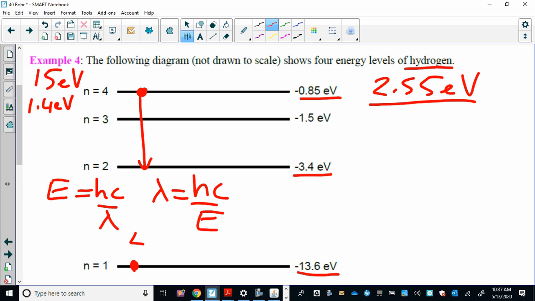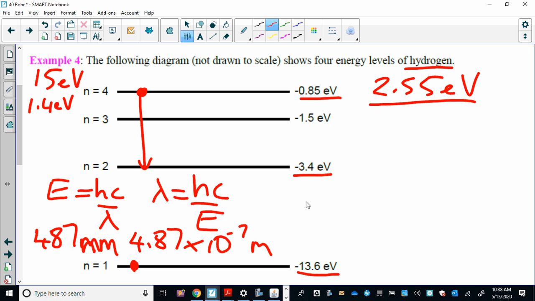4.87 times 10 to the negative 7 meters, which happens to be 487 nanometers. In other words, that would be blue light, or something close to blue light, if an electron falls from level 4 to level 2. All right, and if an electron is in level 2 and absorbs 2.55 electron volts of energy, it will go up to level 4.